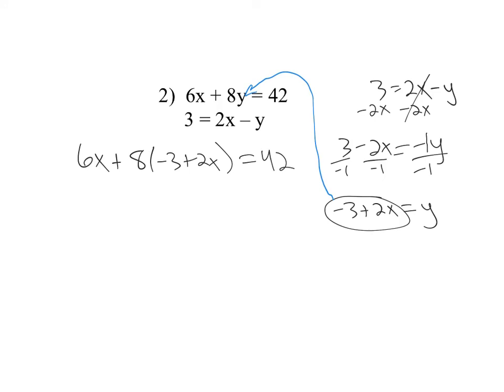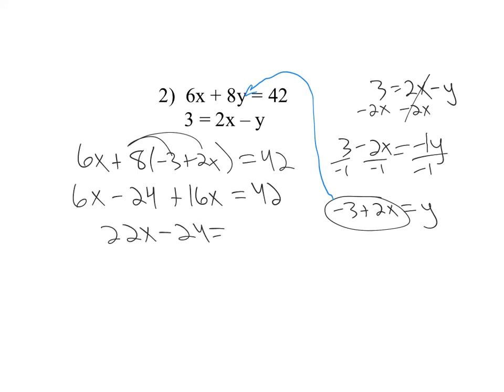So anytime you substitute, you should just be left with an equation that only has one variable, right? So either x or y. In this case, we just have our x variables now. So that's an equation that allows us to solve for x. So we're going to go ahead and distribute here. So we have the 6x, the 8 times negative 3 is actually going to end up being negative 24. And 8 times 2x is going to be 16x. So combine our like terms, 16x and 6x combine to make 22x. So 22x minus 24 equals 42.